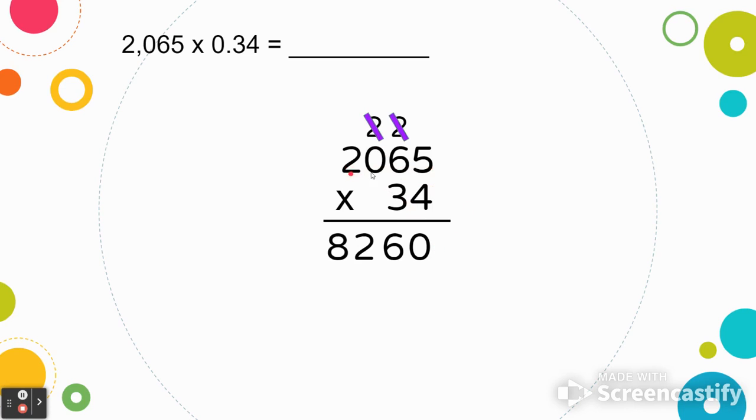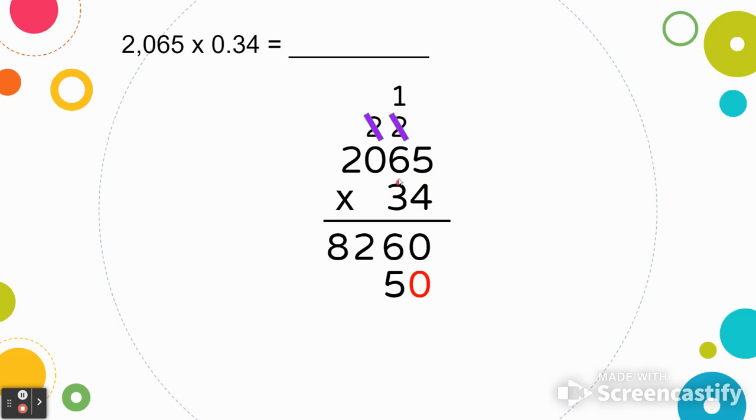Now we're going to multiply 2,065 times 30. Since the 3 is in the tens place, before we even start multiplying, make sure to put a 0 in the ones place. Now we'll multiply 3 times 5 is 15. So we'll put a 5 here, regroup the 1 on top of the next number that we're multiplying. Since we'll be multiplying 3 times 6 next, the 1 goes on top of the 6.